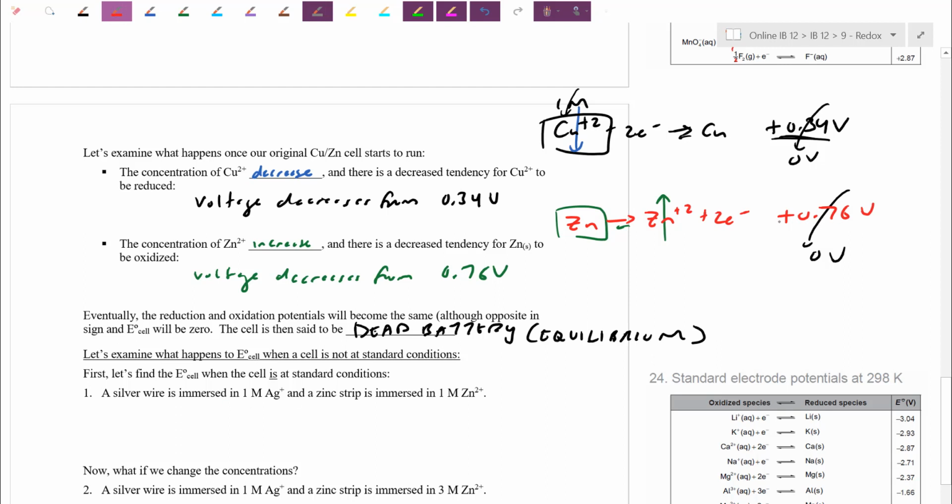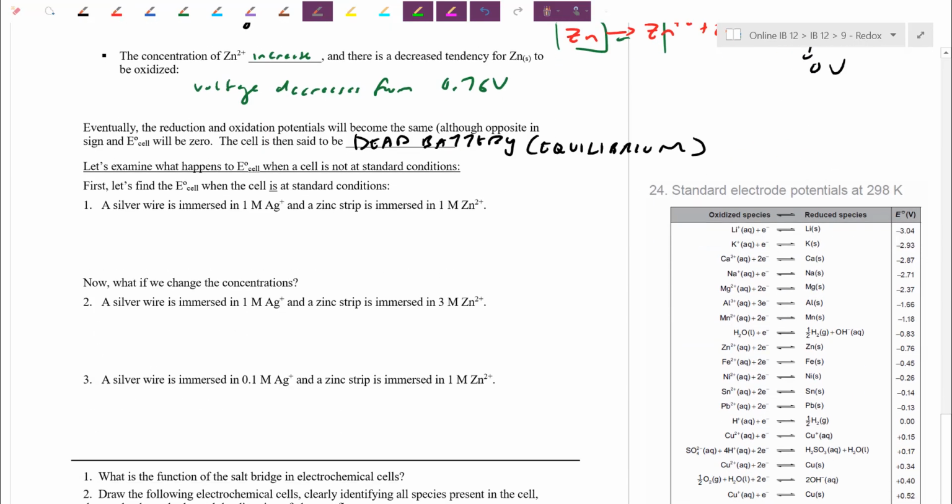So if it was like negative 0.4 and the other one was positive 0.4, that would still add up to give 0. That would also be a dead battery. So they both don't need to actually hit 0 themselves, but they do have to be equal and opposite. Okay? So let's try that out for these last couple problems here.